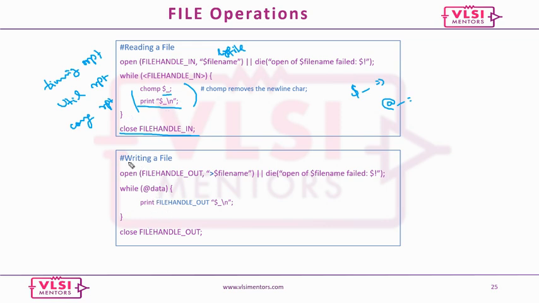Now the second one is writing a file. You use the same open keyword, and there's a file handle, out file. This can be anything. You can actually keep ABC or anything, but I just keep a meaningful name. So file handle in is only for reading, and file handle out means a write out.